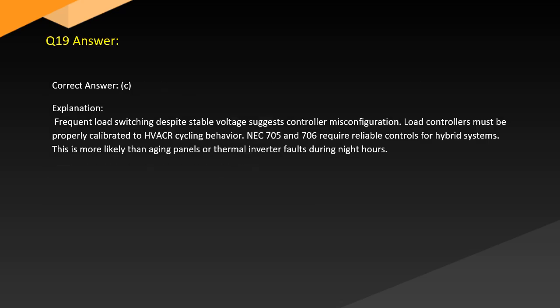Answer. Correct answer: C. Explanation. Frequent load switching despite stable voltage suggests controller misconfiguration. Load controllers must be properly calibrated to HVACR cycling behavior. NEC 705 and 706 require reliable controls for hybrid systems. This is more likely than aging panels or thermal inverter faults during night hours.